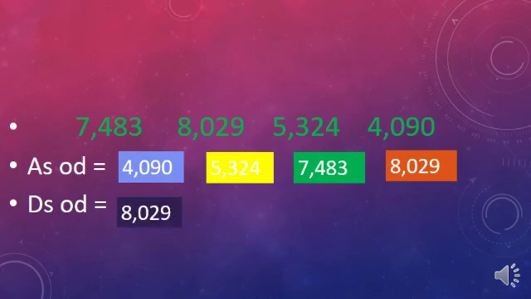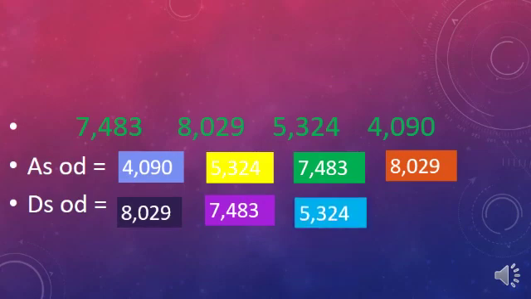In descending order, can you tell me which number will come first? Yes, correct, 8029, and next one 7483, and the next one 5324. At the last, correct, 4090.